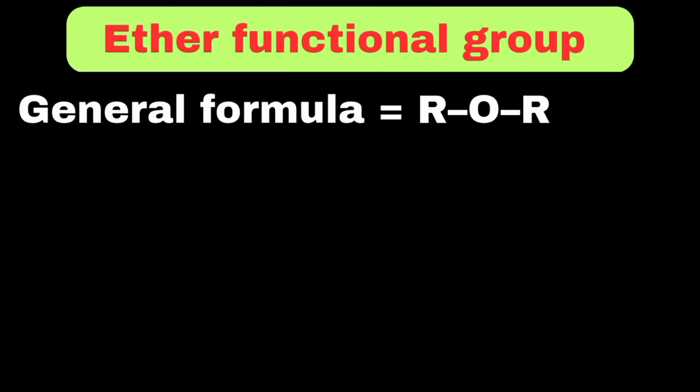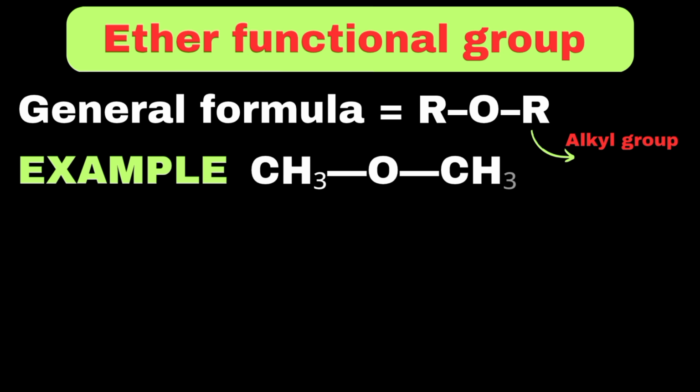Now let's move toward the ether functional group. The general formula of ether is ROR. It means that if oxygen contains alkyl groups on both sides, it will be called ether. We can take the example of dimethyl ether to understand this functional group.